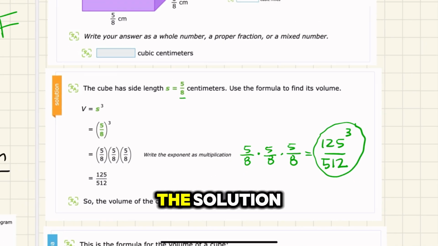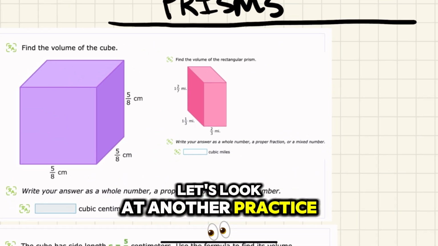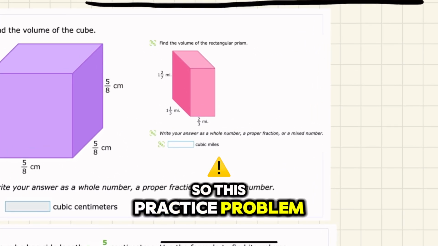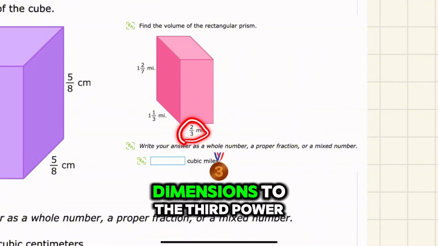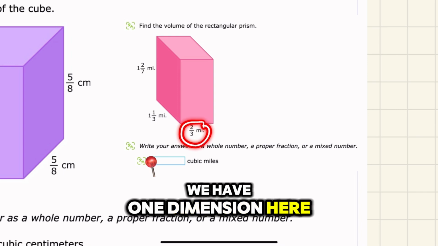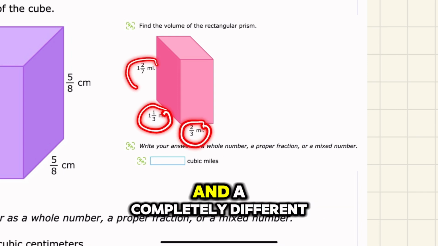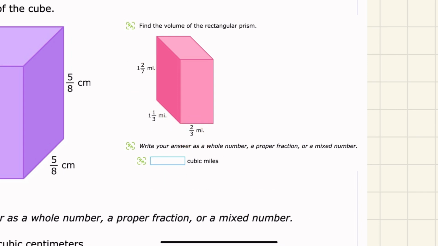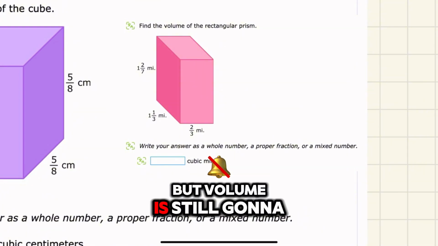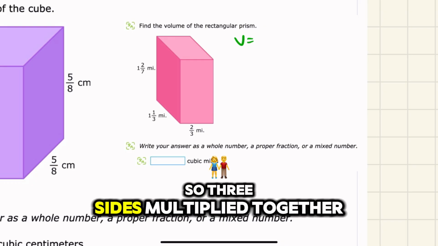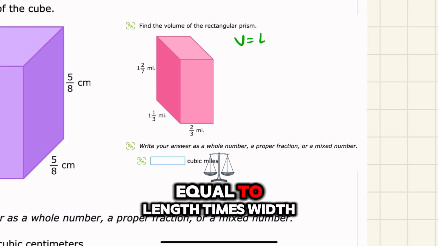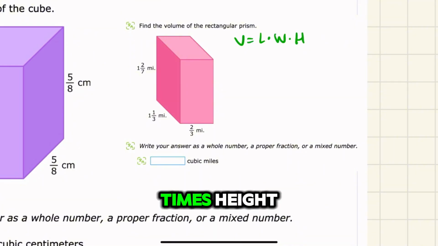So now that we looked at the solution, let's look at another practice problem here. This practice problem is now a rectangular prism. So we can't just use S equals one of the dimensions to the third power, because if you look, we have one dimension here, a completely different dimension here, and a completely different dimension here. But volume is still going to be equal to all the sides multiplied together. So three sides multiplied together. So it's going to be equal to length times width times height.